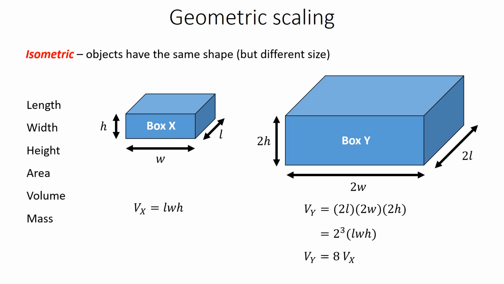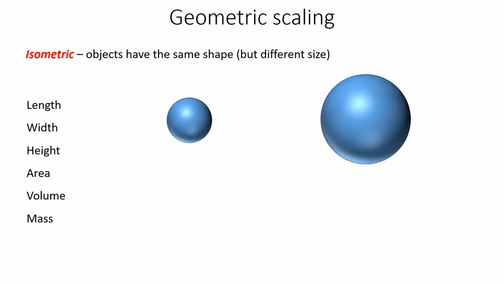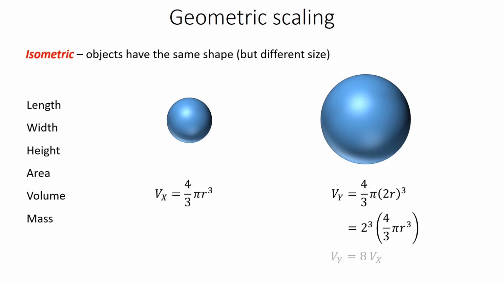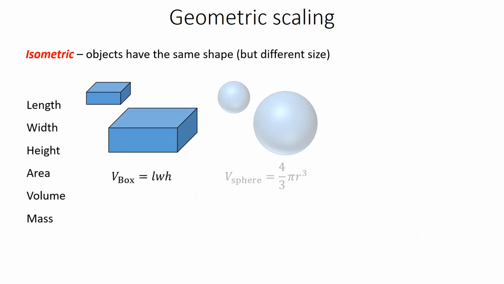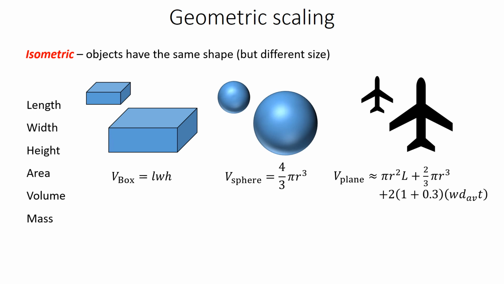This is actually quite a general result. If we compare two spheres, where the radius of the larger sphere is 2 times the radius of the smaller, we will get the same result. The volume of the larger sphere is 8 times greater. Regardless of the specific details of the shape, if we double every linear dimension by a factor of 2, the volume will be 8 times greater.